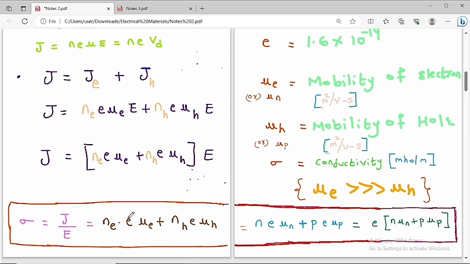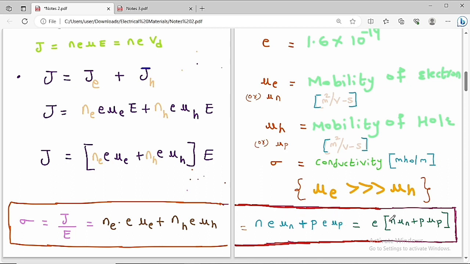So here, in place of Ne, you can write either Ne or N. In place of mu, you can even write Un also. In place of NH, you can write P. In place of UH, you can write Up. Different notations. Here sigma is the conductivity, J is the current density, E is the electric field, N is the electron concentration, and Un is the electron mobility, and P is the concentration of the holes, and Up is the mobility of the holes.